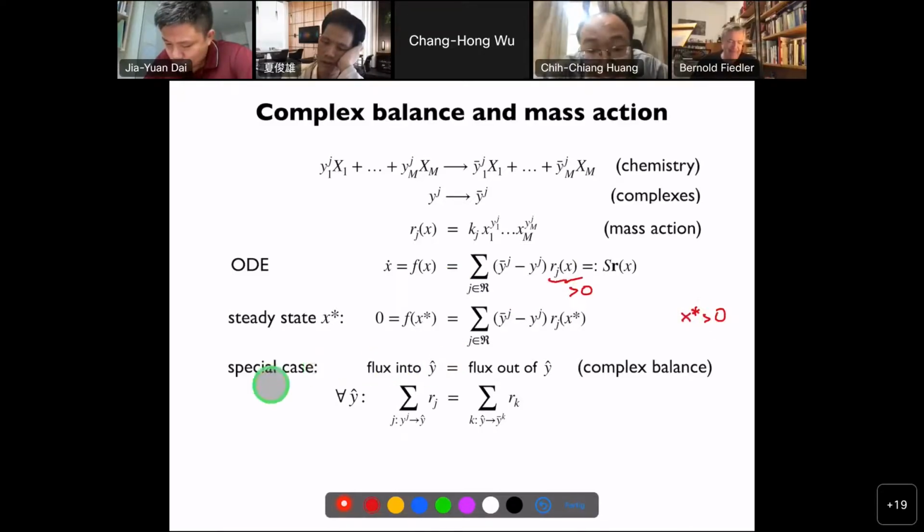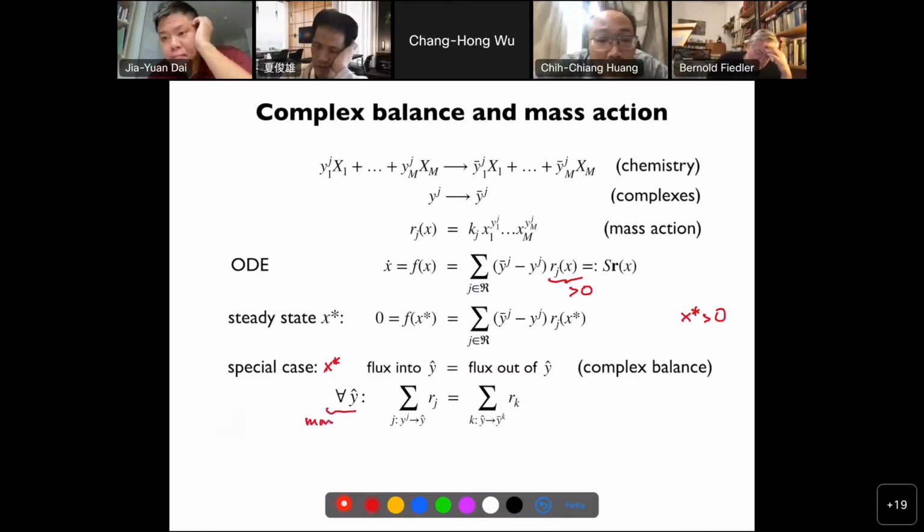Okay, but now a special case of x star is that for each y hat, for each complex, these could be typically many more than components, M of chemicals.